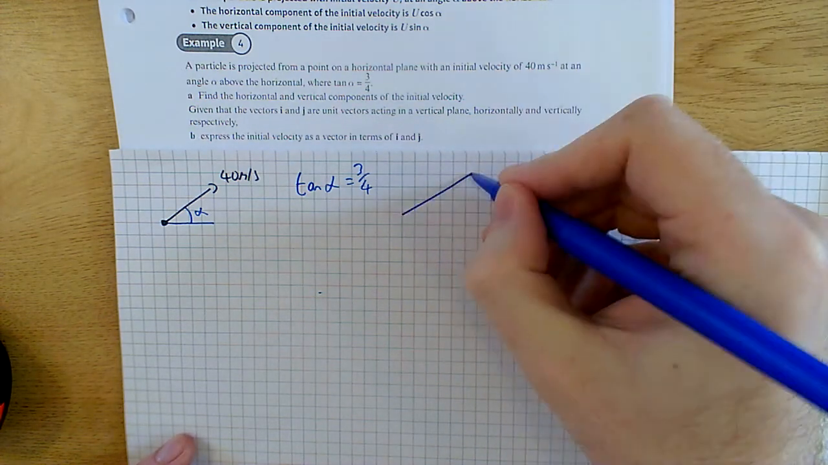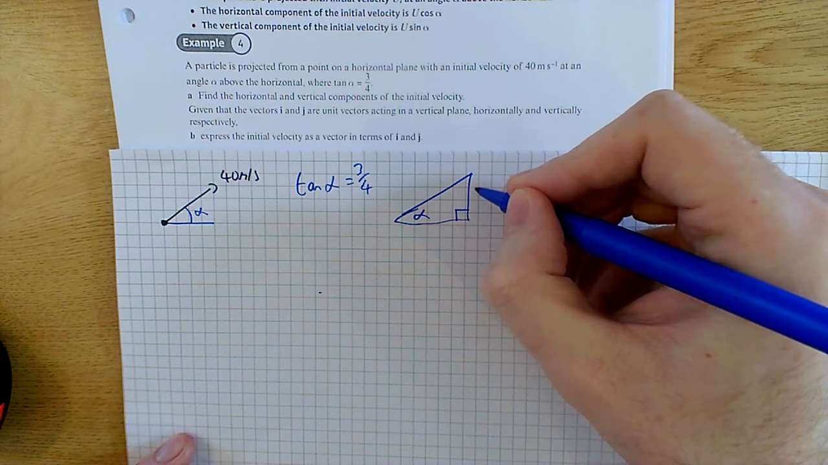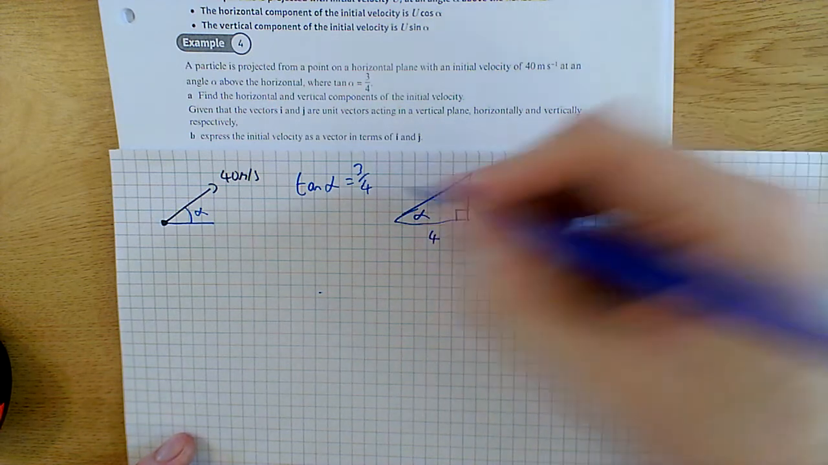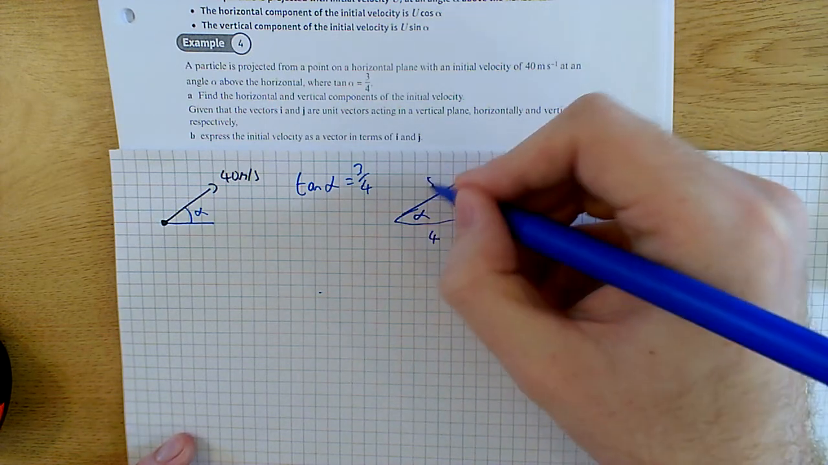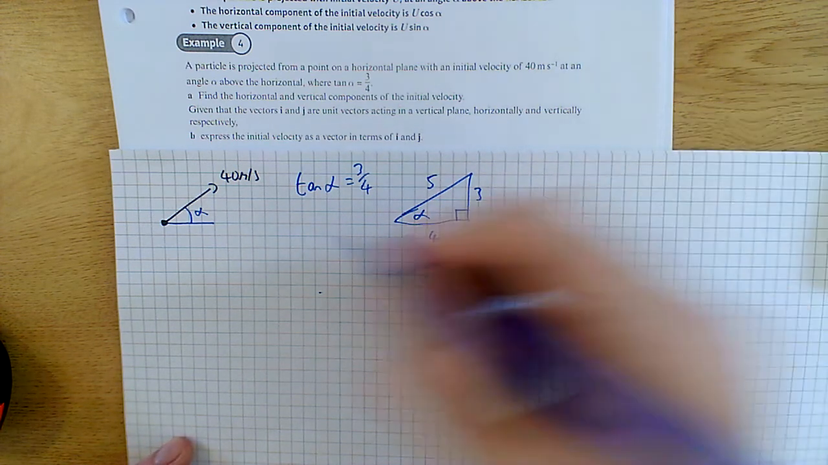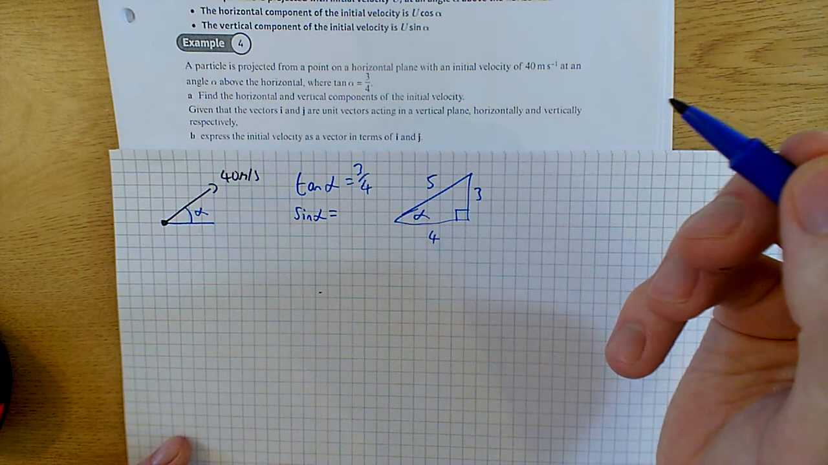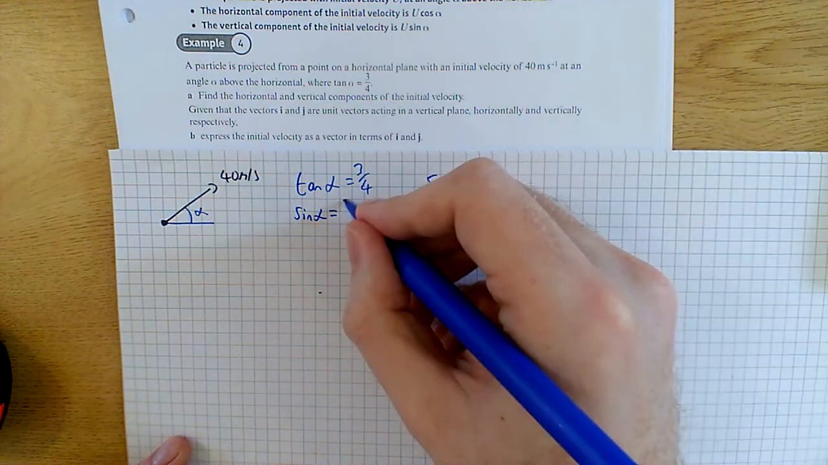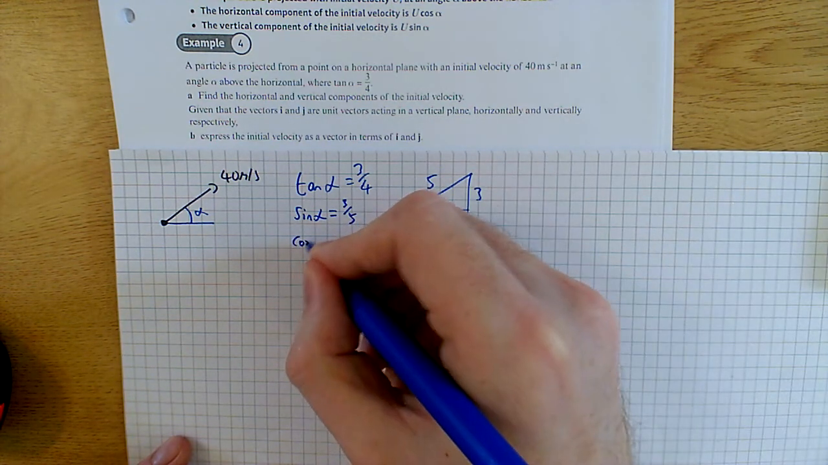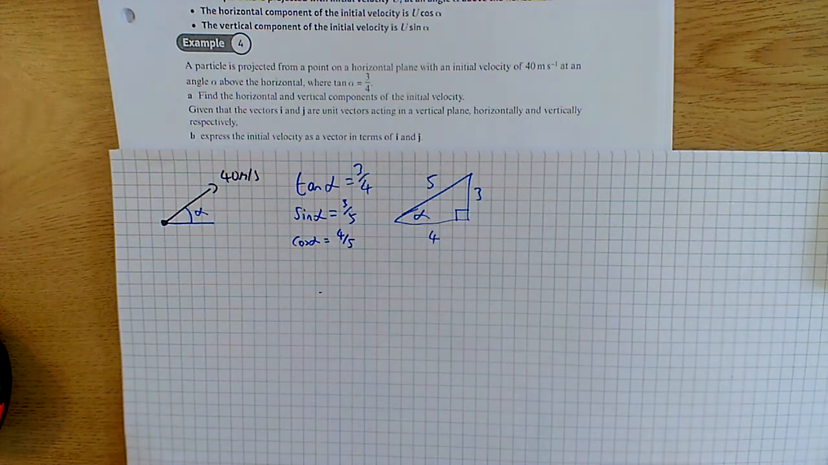But this one's very simple, because actually if we draw the little triangle with alpha, tan is opposite over adjacent, so opposite is 3, adjacent is 4, and then you can square and add them together and you get 5 there on the hypotenuse using Pythagoras. So then we can just read off that sine alpha is equal to opposite over hypotenuse, 3/5, and that leaves cos alpha as adjacent over hypotenuse equal to 4/5. So there's my sine alpha, cos alpha.